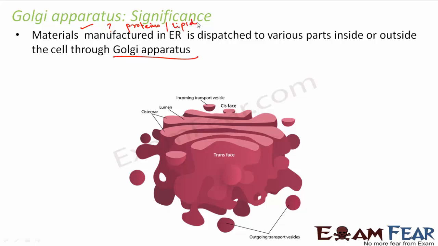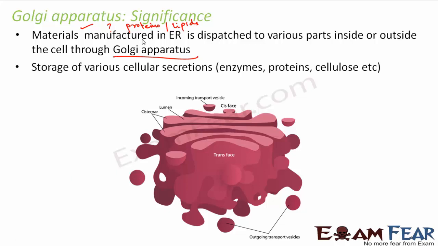manufacture lipids and fats. So these proteins and lipids have to be dispatched to other parts of the cell also. That is done by endoplasmic reticulum as well, because endoplasmic reticulum also acts as a mode of transport, but it is also done by the Golgi apparatus. So Golgi apparatus also helps to dispatch the materials which are produced in endoplasmic reticulum to various parts inside the cell or to the outside of the cell. So even it can take it outside the cell. It helps in storage of various cellular secretions, for example, enzymes, proteins, cellulose, etc.